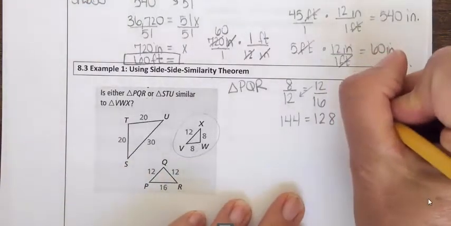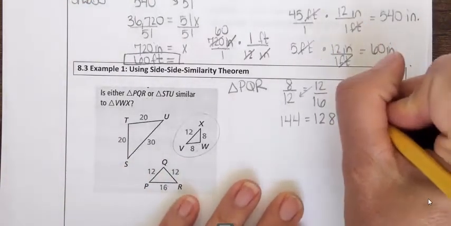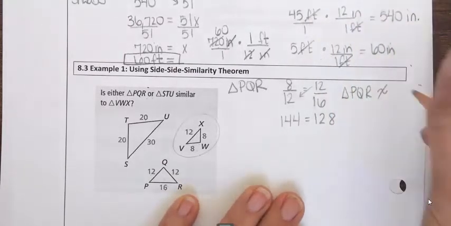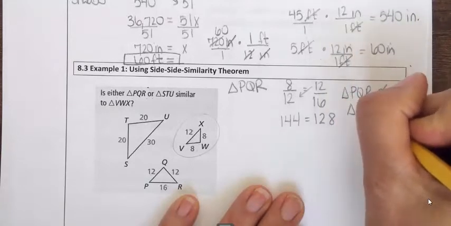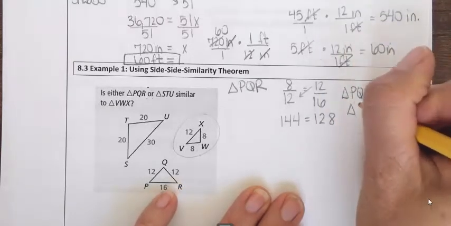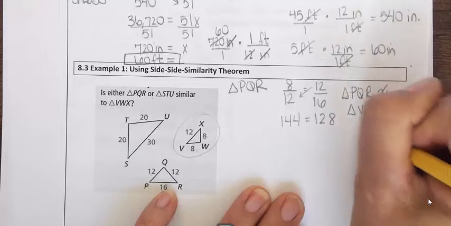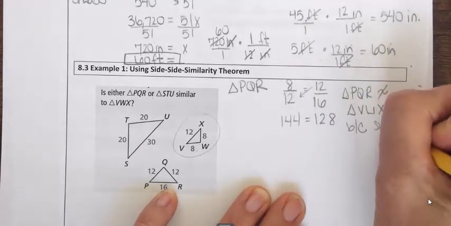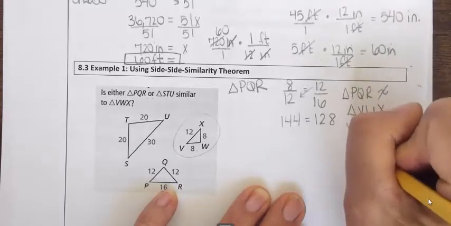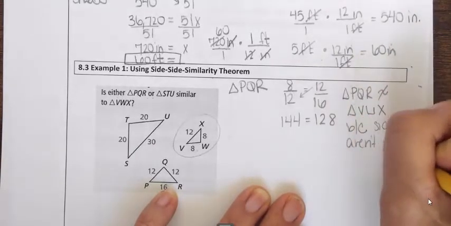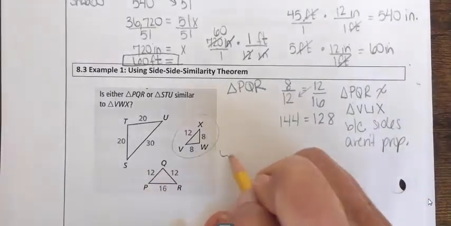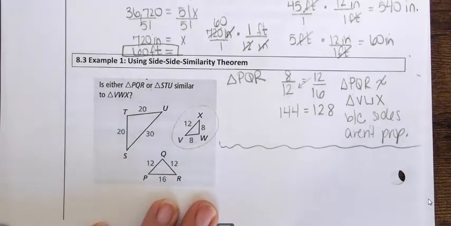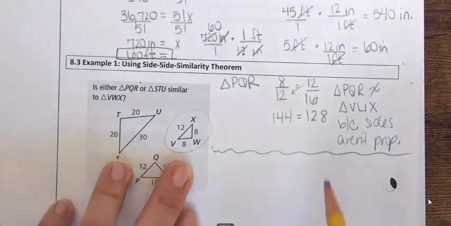So I'll say triangle PQR is not similar to triangle VWX because the sides are not proportional. I'll just abbreviate. All right. Let's try the next one. Let's try triangle STU.